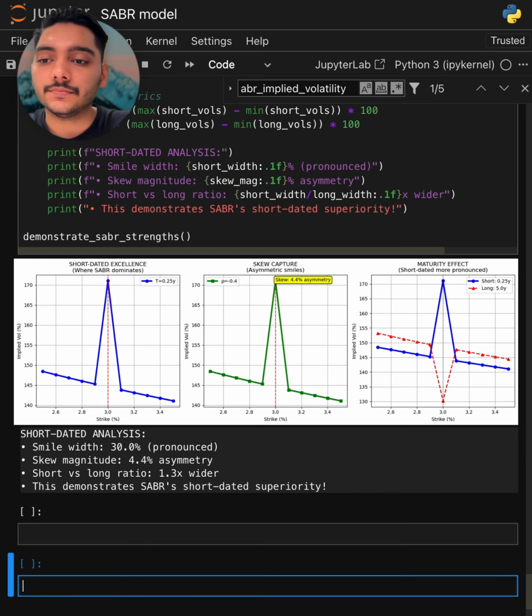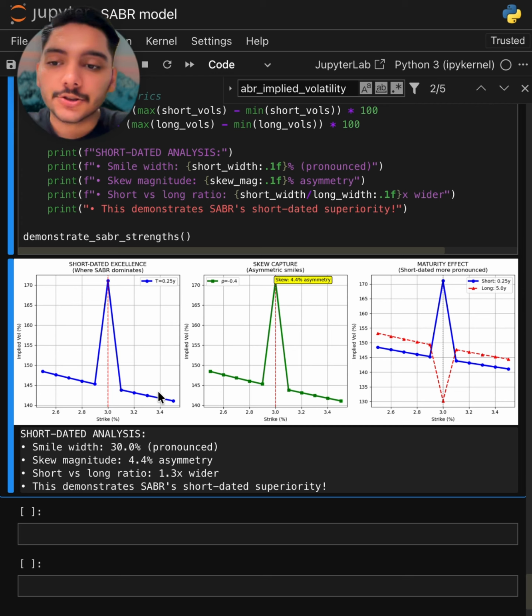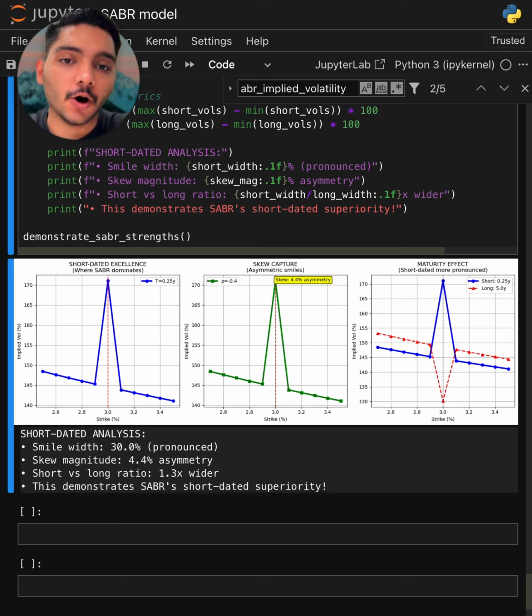So yeah, as you can see, the smile width is 30% more pronounced. The skew magnitude is 4.4 asymmetry, and the short versus long ratio is 1.3 wider, and this demonstrates the SABR model's short-dated superiority. So now we are coming to the final part.